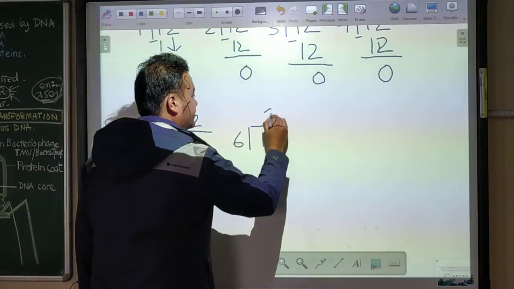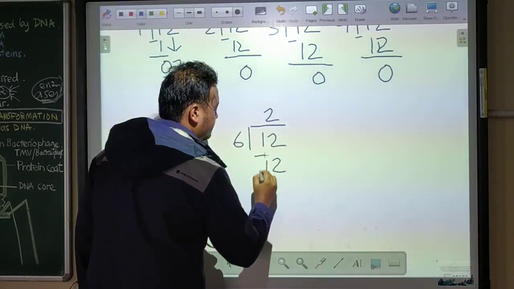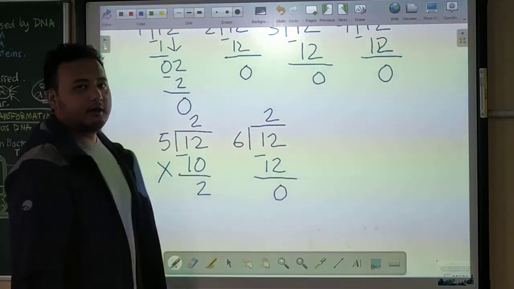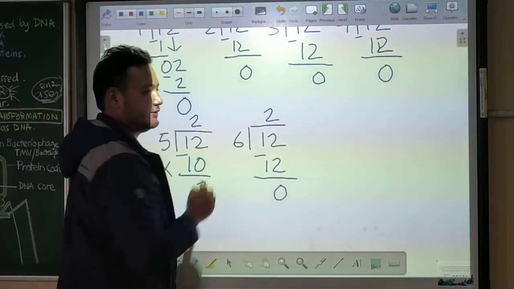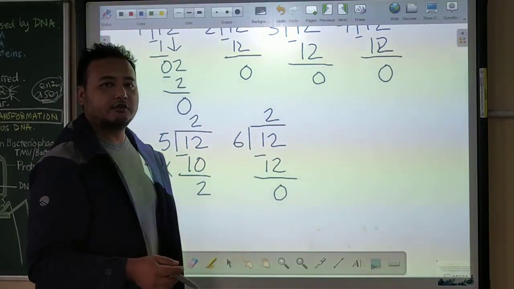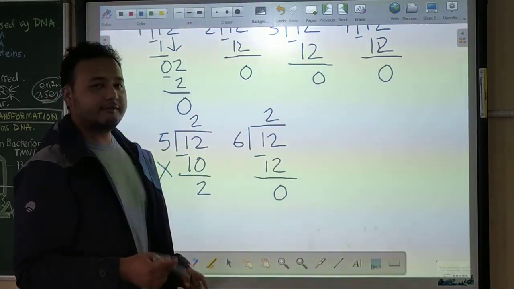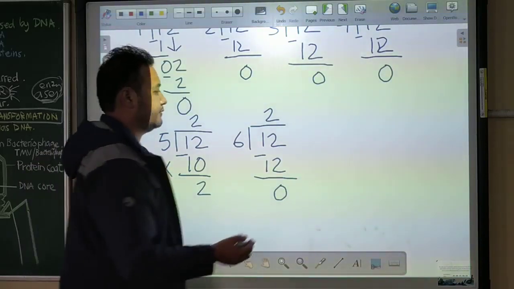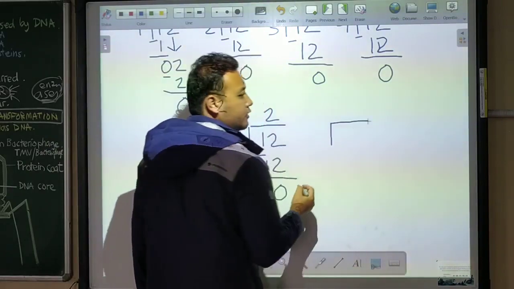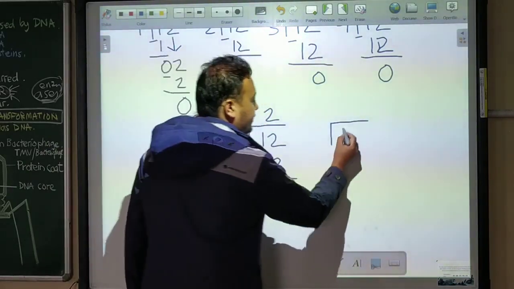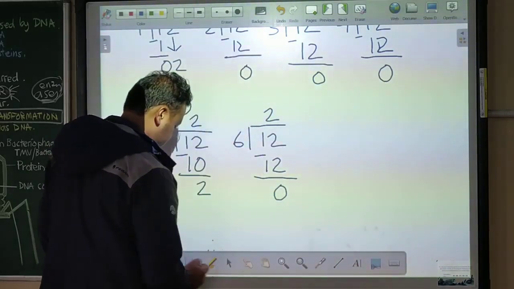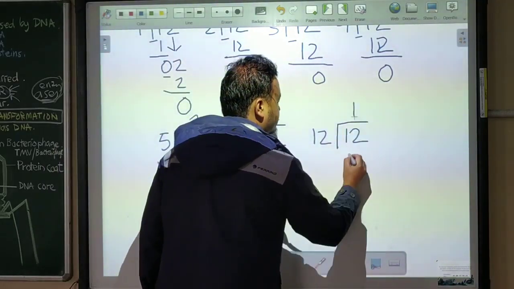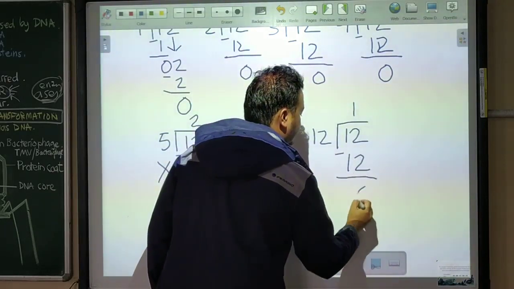With 6, 6 2s are 12 and the remainder is 0. So 6 is a factor. Now we have reached half the number, that is half of 12, that is 6. So you do not have to divide or try with the rest of the numbers 7, 8, 9, 10 and 11. They will not divide 12 completely. So the last factor will always be the number itself, that is 12. 12 1s are 12 and the remainder is 0.